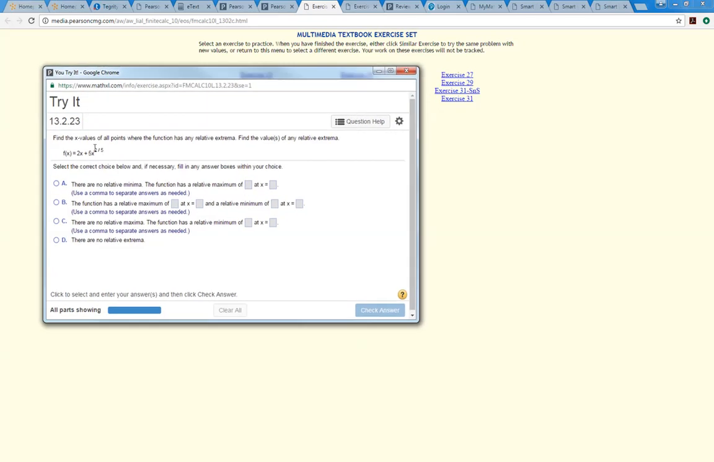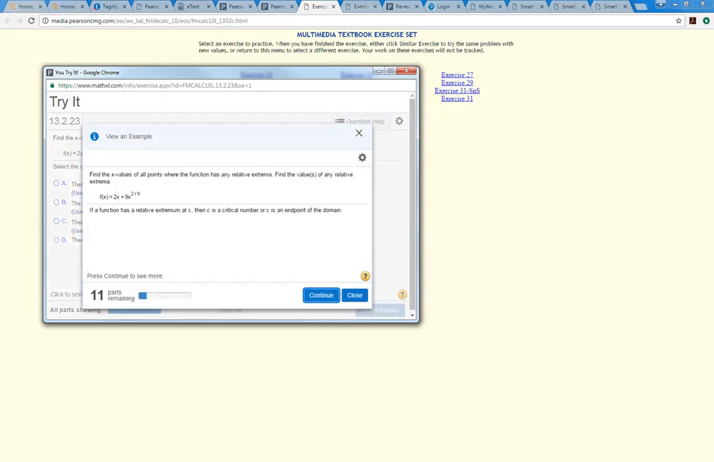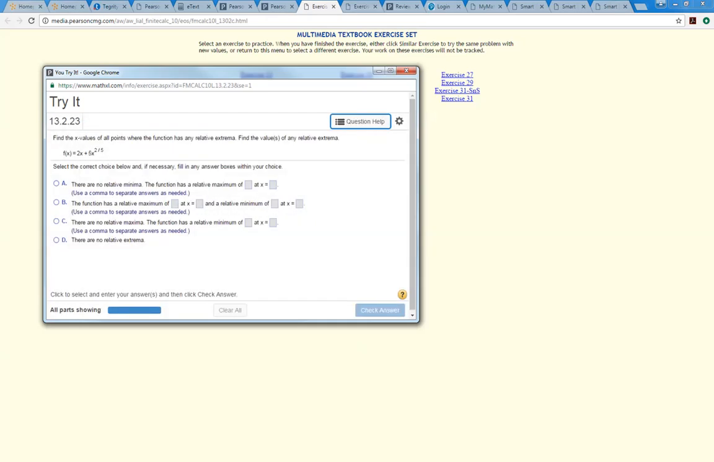Notice again it has these rational exponents. If I want help, I can choose help me solve this or view an example. It'll walk me through it, so if you weren't aware of that, please be aware that it's there. It's a very similar problem to the one you saw on my screen.